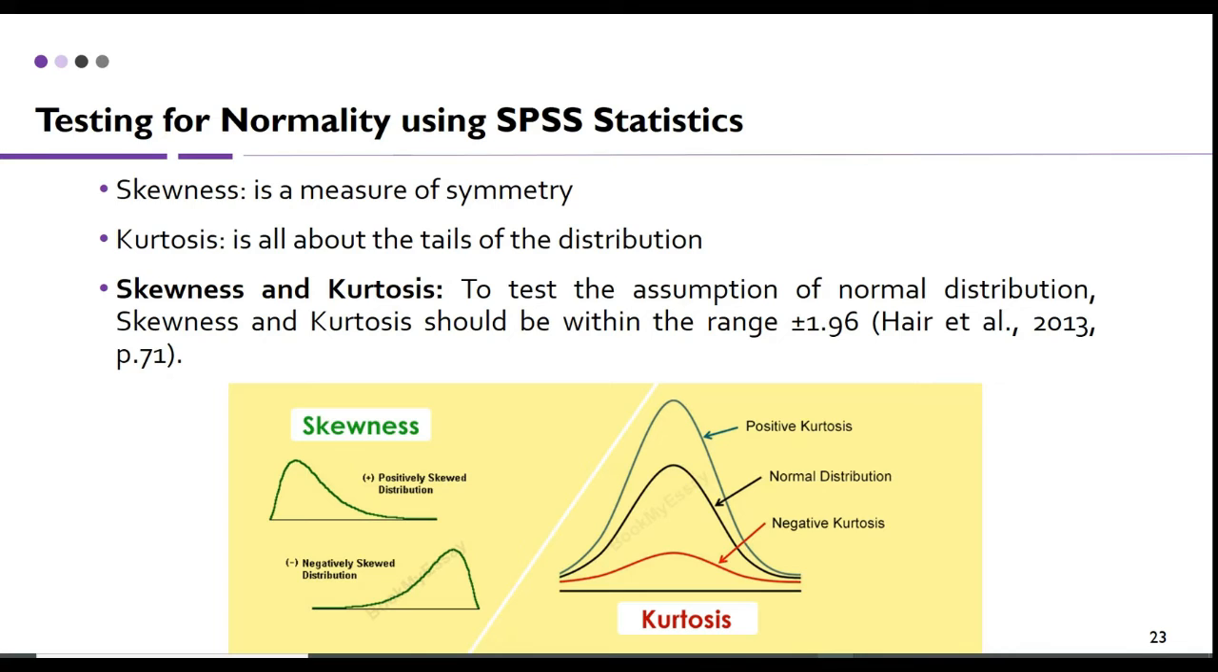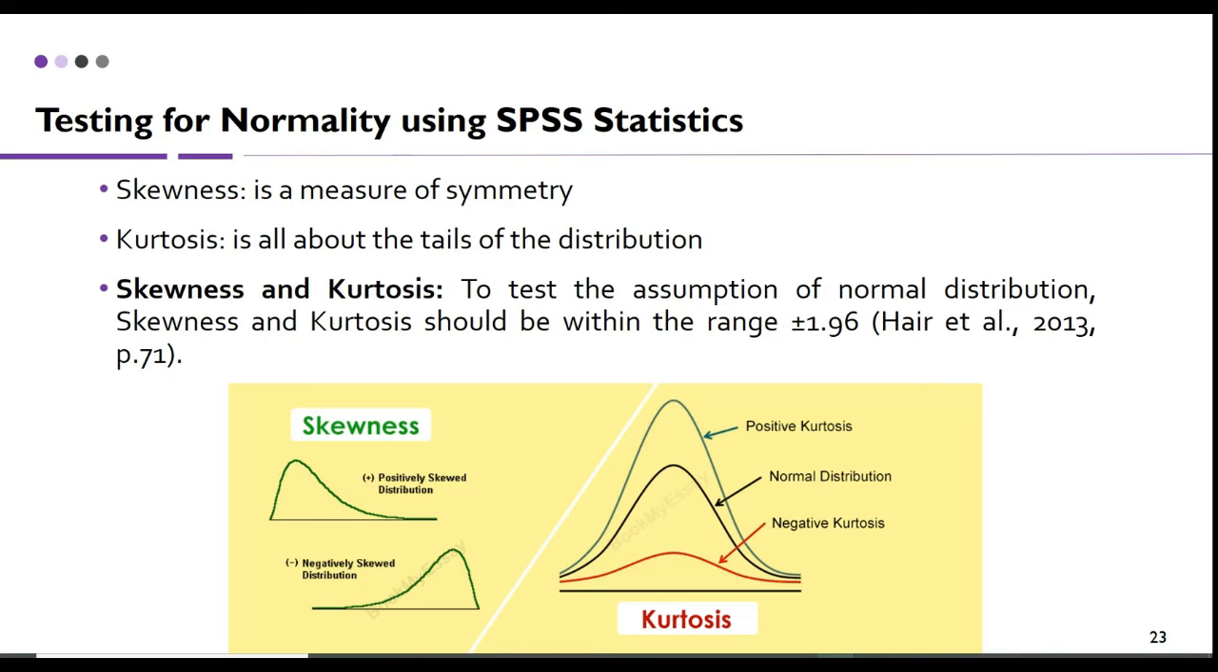Skewness is a measure of symmetry. As you can see over here, we have a positively skewed distribution. We have a negatively skewed distribution, but this one is a normal distribution. The black color, this bell-shaped curve, shows a normal distribution. This one is skewed. This one is also skewed, that we don't like, okay? We want our data to be like this.